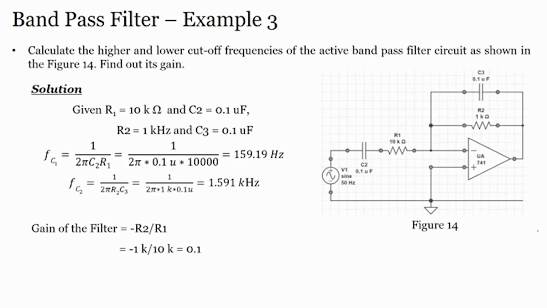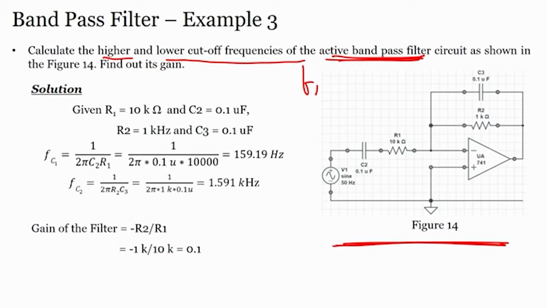This is one more example before we go to the actual experiment, on band pass filter. Calculate the higher and lower cutoff frequencies of the active band pass filter as shown in figure 14. Suppose we are given this figure and asked to find FL and FH. How can we find these frequencies based on the values given in the circuit? R1 is given, C2 is given, R2 is given, C3 is given.